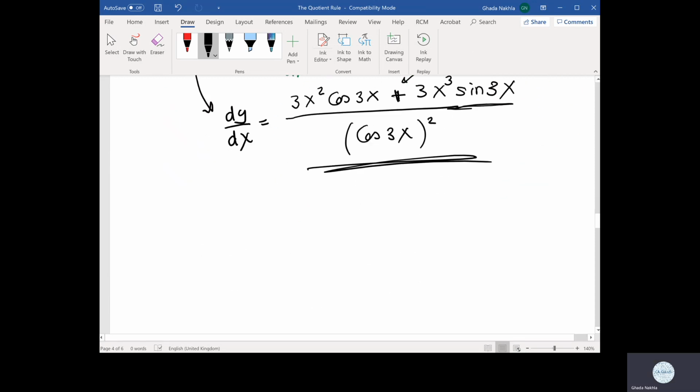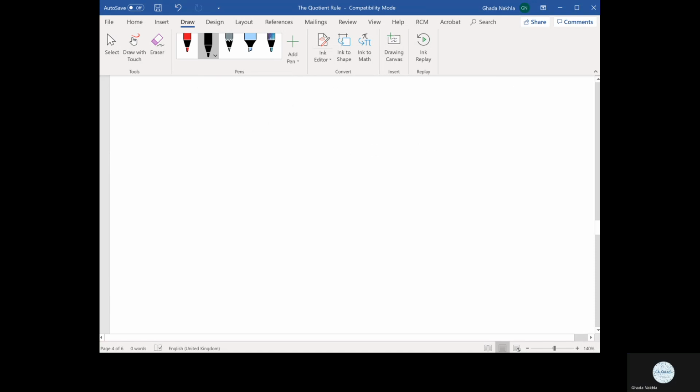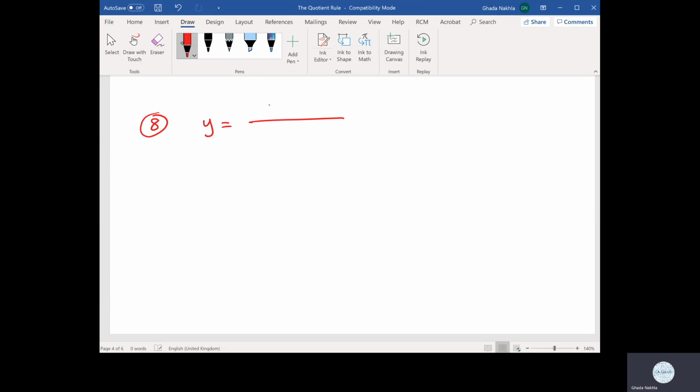Let's take a look at the next question. If you feel I'm going too fast, you can always stop the video and recap some parts of it if you want to. Y equals 4 sine 2x divided by 2x cubed.